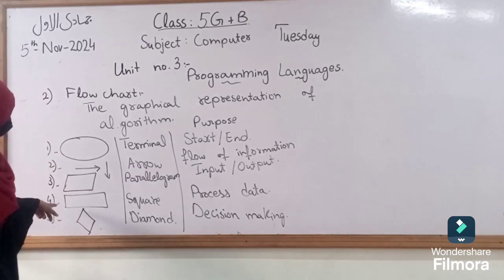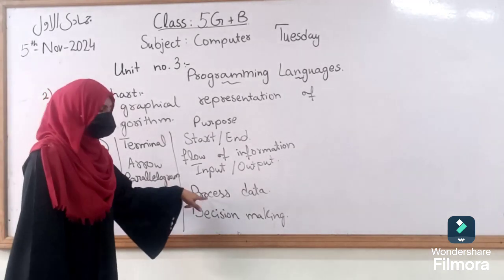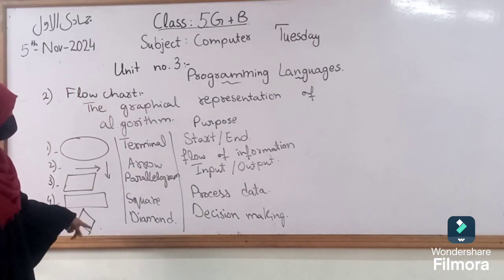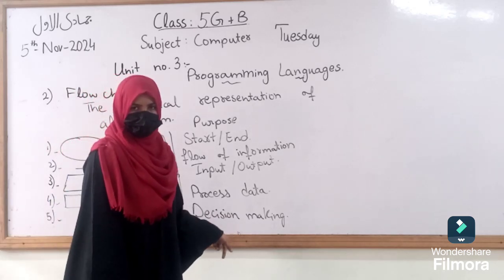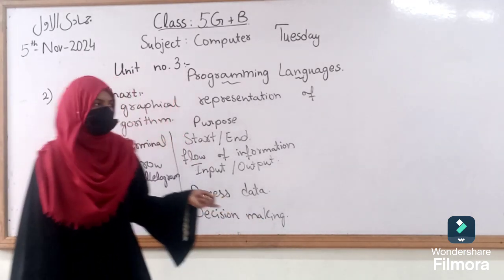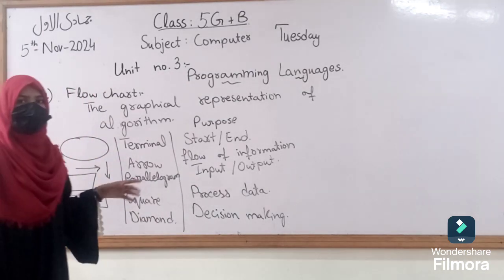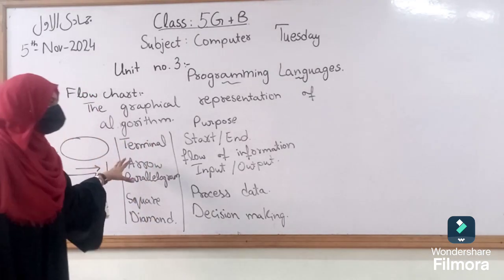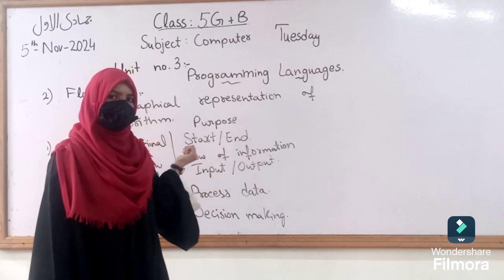Next, this is the shape of the rectangle, and it is used to process data. And the last one is the shape of the diamond, and it is used in order to make a decision. This shape is used for decision making. This is the previous lesson that I have taught you, that we learned in the last class.